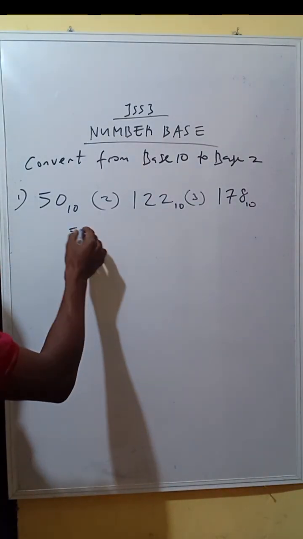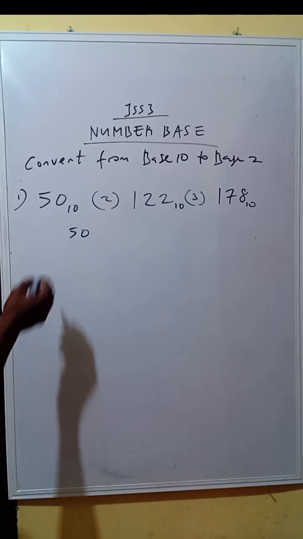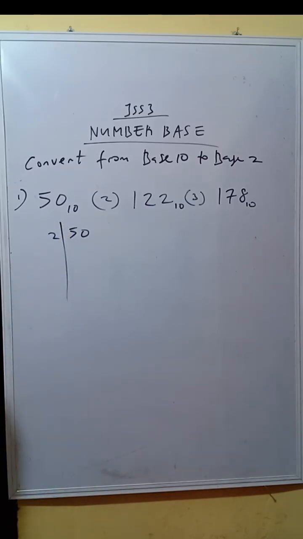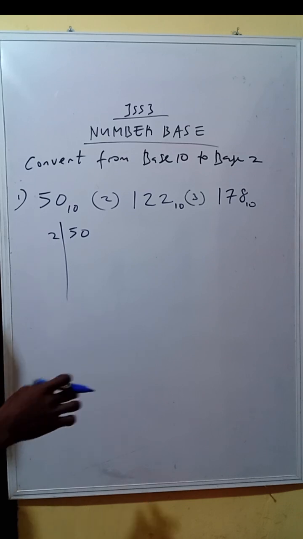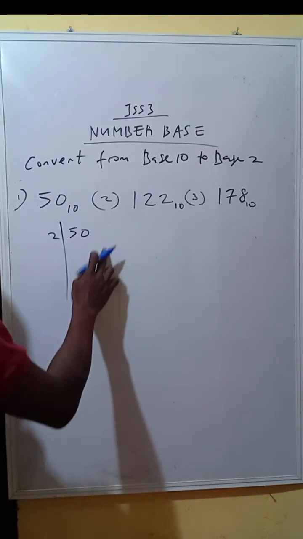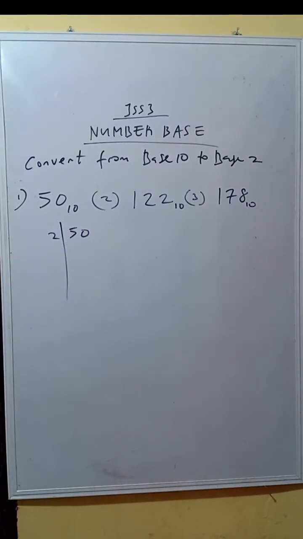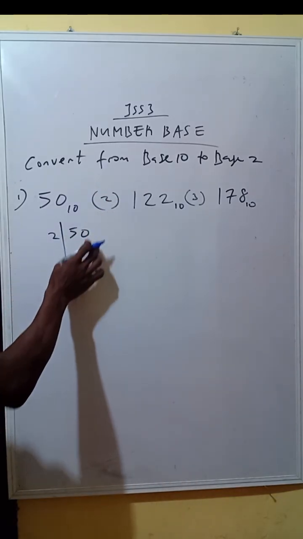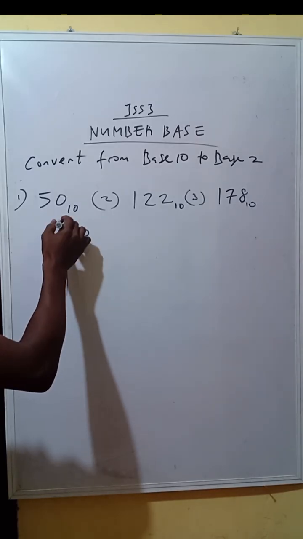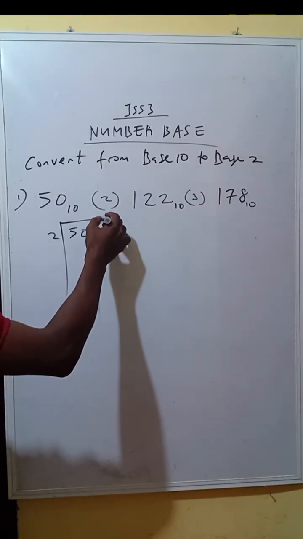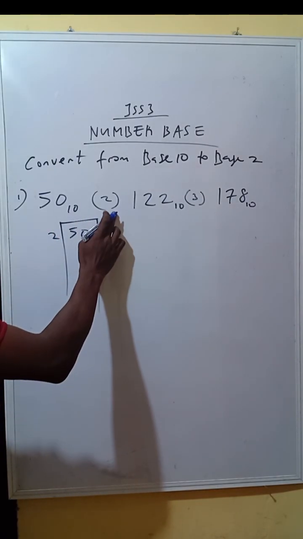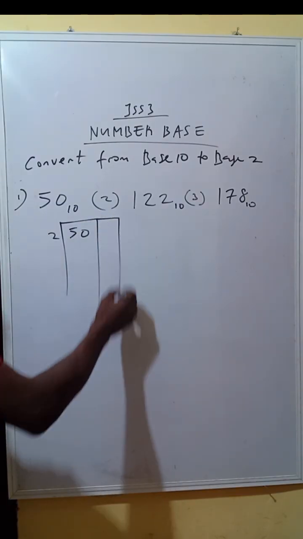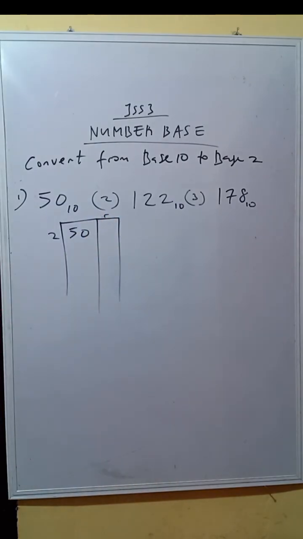So 50, if you want to convert a number from base 10 to base 2, you're going to be dividing by 2. You divide by the base. In fact, to convert a number from base 10 to another base, you keep dividing by the base till you arrive at a certain number, which I will show you. And don't forget, in converting from base 10 to base 2, the remainders are very, very important. You can write the remainder here.